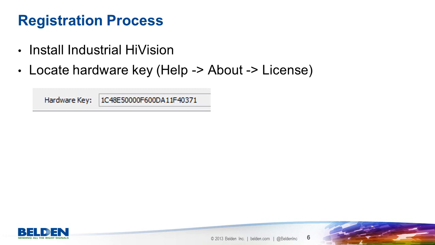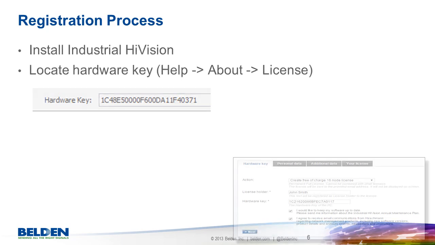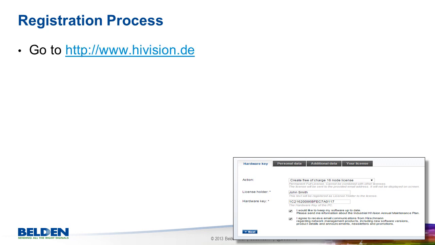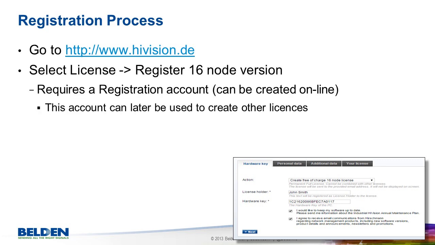Once the installation is complete, go to the Help About License menu. At the bottom of the screen, you'll see the hardware key of your PC. Make a note of it or use Ctrl-C to copy it to your PC's clipboard. Next, go to the Industrial HiVision website, www.hivision.de. From the menu on the left, select License, then Register 16-node version.